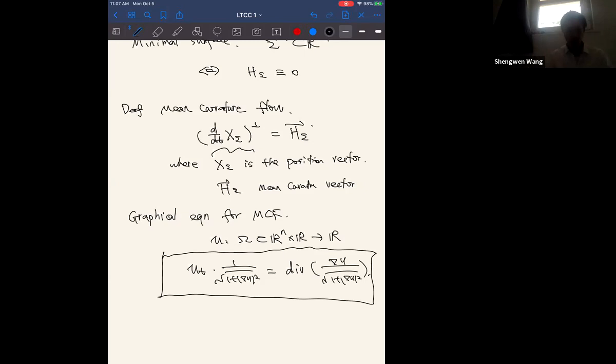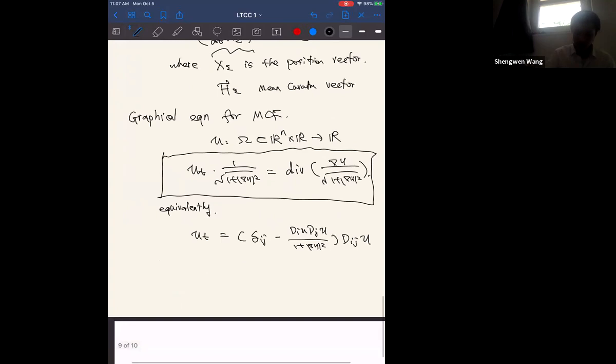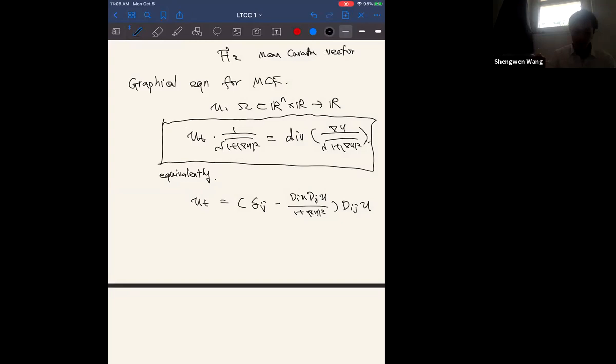You can rewrite it using local coordinates. It might not be so easy to see the parabolicity at the moment, but you write it in local coordinates equivalently: u_t is equal to (delta_ij minus D_i u D_j u over 1 plus |Du|^2) times D_ij u. So in local coordinates, it's written like this. Any questions up till now?